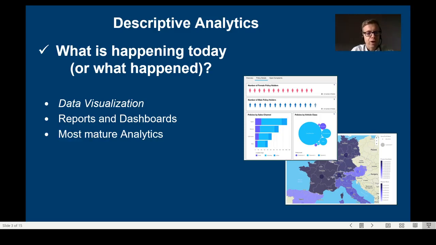It is the most mature analytics. We have been doing this for a lot of years, and I can say that maybe 90% of today's analytics in companies is descriptive.